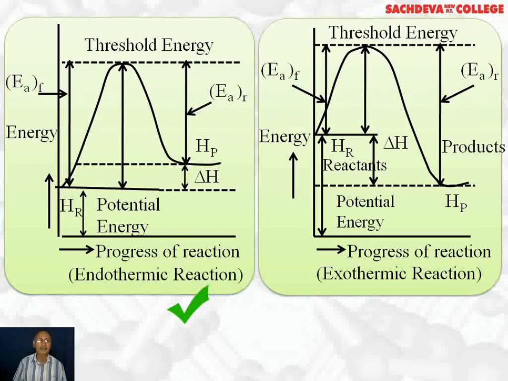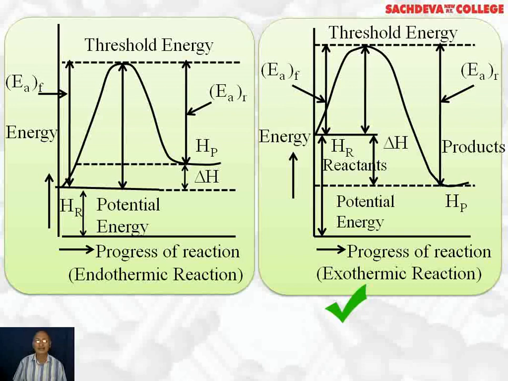Threshold energy is the minimum energy which reacting molecules must possess in order to undergo effective collisions. Effective collisions are those collisions which lead to the formation of product molecules. Only those molecules can undergo effective collision which have activation energy and they collide in proper orientation. That is, they cross the energy barrier as well as the orientation barrier to undergo effective collision and lead to the formation of product molecules.